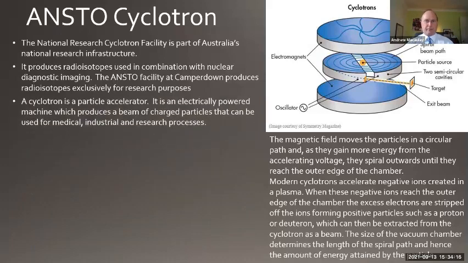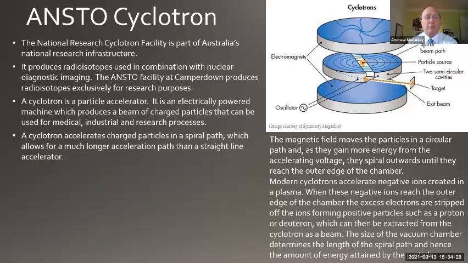So what is it? A cyclotron is a particle accelerator. It's an electrically powered machine which produces a beam of charged particles that can be used for medical, industrial, and research purposes and processes. A cyclotron accelerates charged particles in a spiral path, which allows for a much longer acceleration path than a straight line accelerator. So essentially, we've got particles that are going around in circles, starting in the source in the center and spiraling outwards until they're finally released to hit the target.